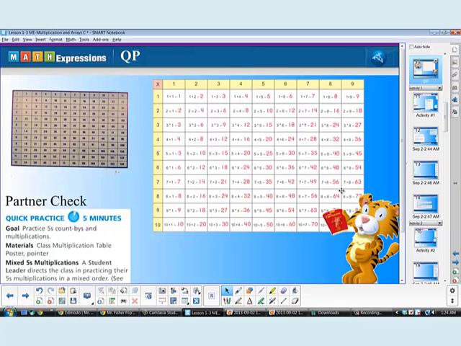8 times 4 is 32. If you can get it in your mind, practice with the multiplication table. Practice with your fingers. Practice in your head. That's the hardest part. Okay, let me show you a quick review, or a quick look at the activities.